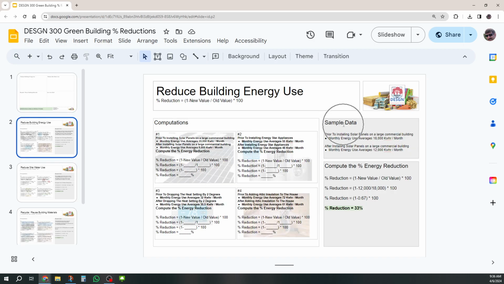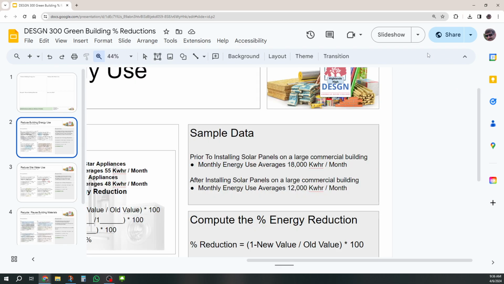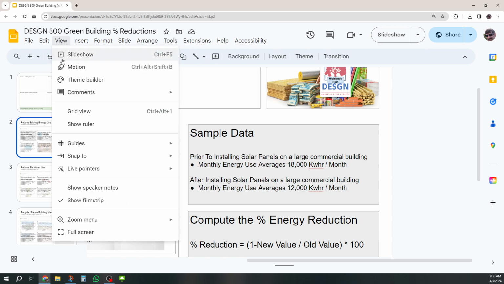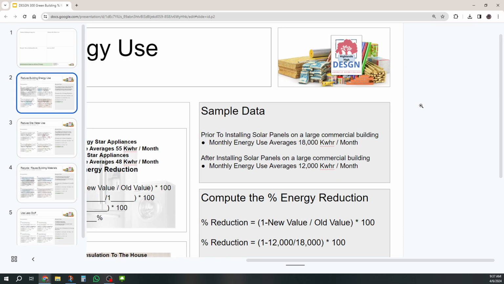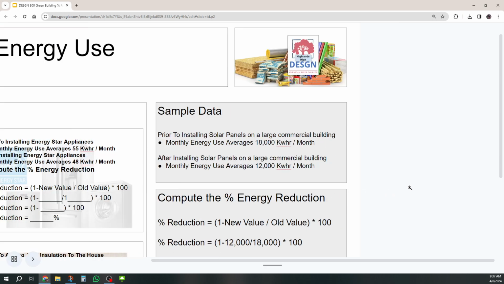So I'm going to show you on one of these. I've given you a sample. Let me zoom in on it here so that you can see the sample. And also let me go into my, I need to view this in full screen. A little bit easier to see if I show it to you in full screen. So here's prior to installing solar panels on a large commercial building, and you guys have seen this with the eQuest, how big these numbers can get.